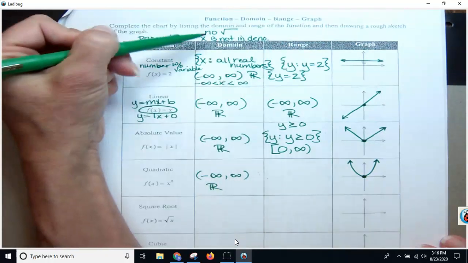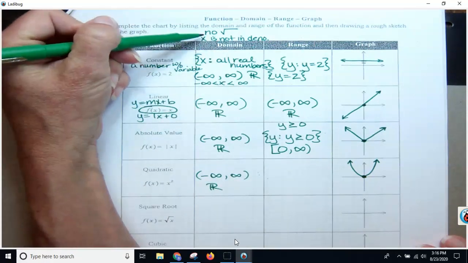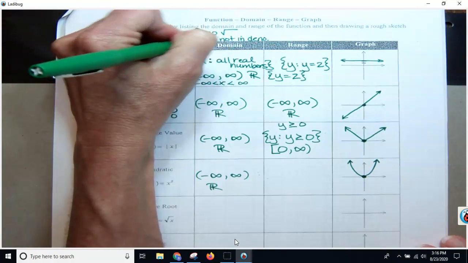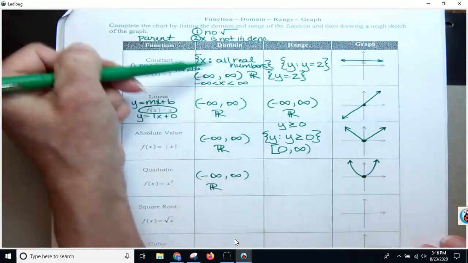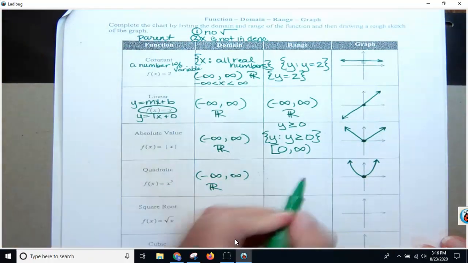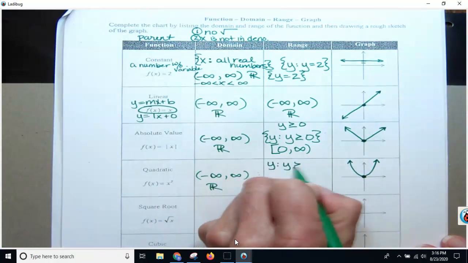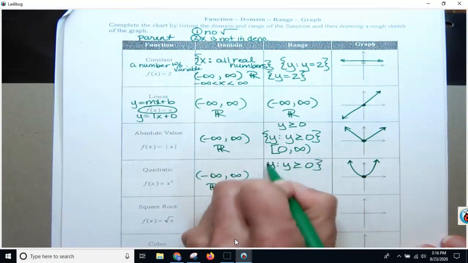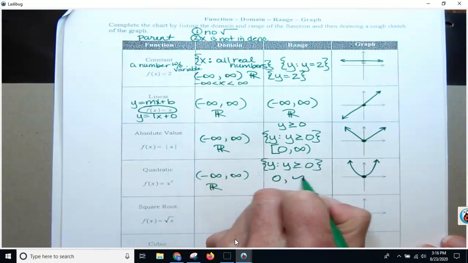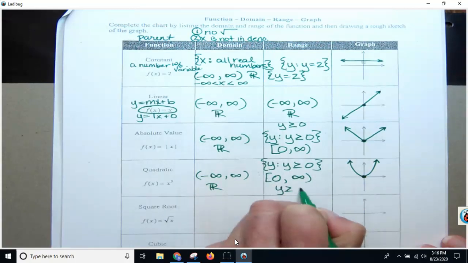So if you don't have actual restrictions on your x value, and it is not in a square root, and it is not in the denominator, chances are your domain is going to be all real numbers. Okay? Now my range, again, is the set of numbers where y is greater than or equal to 0. And so I can write that as [0, infinity), or y is greater than or equal to 0.